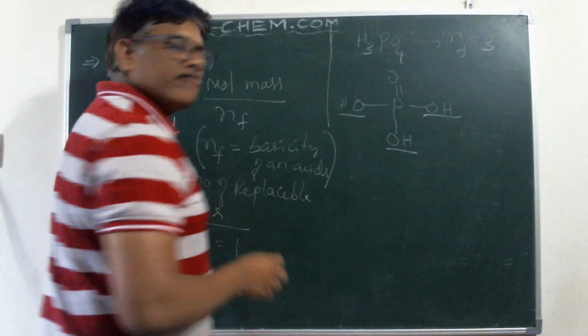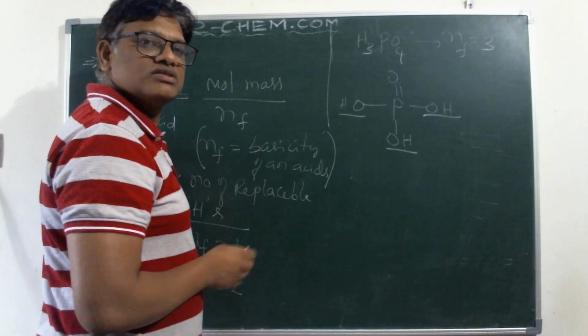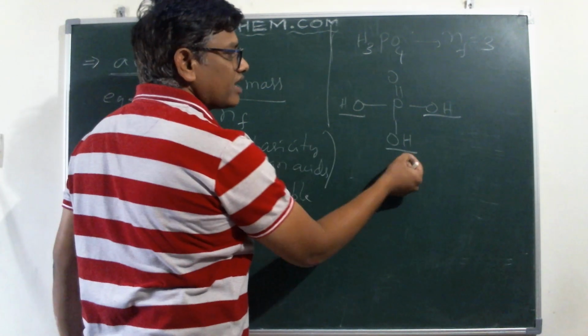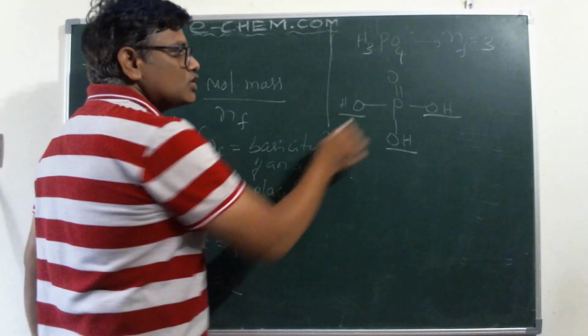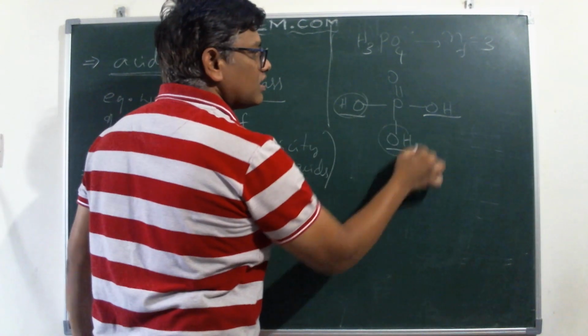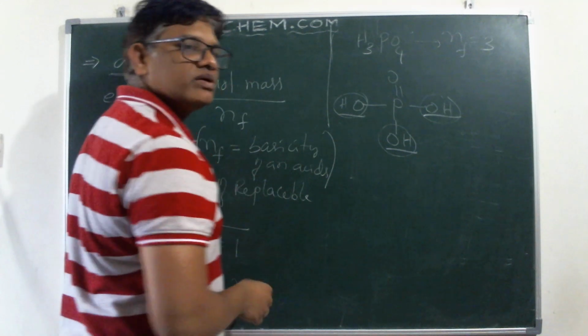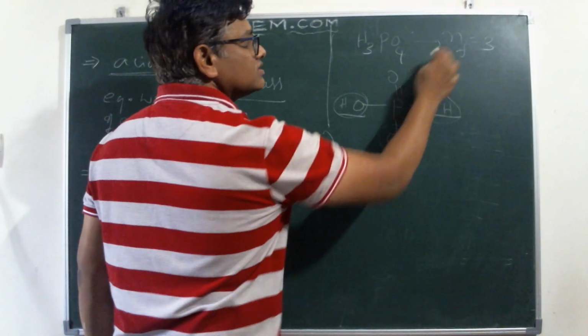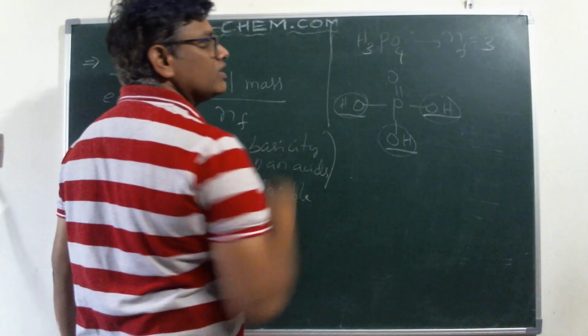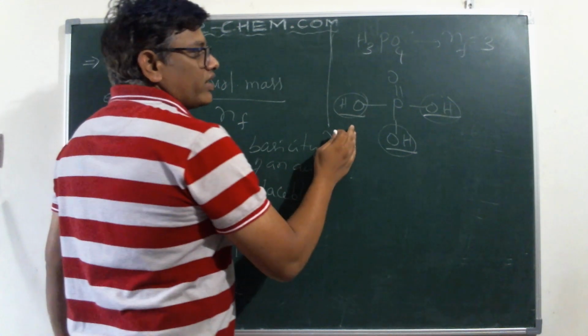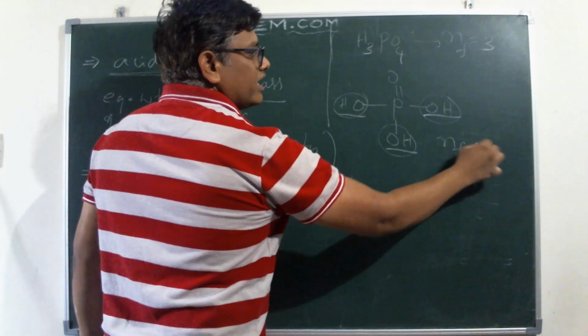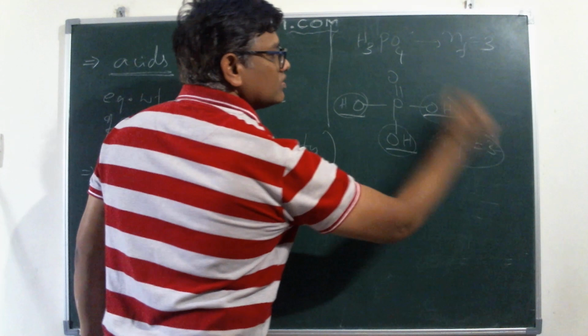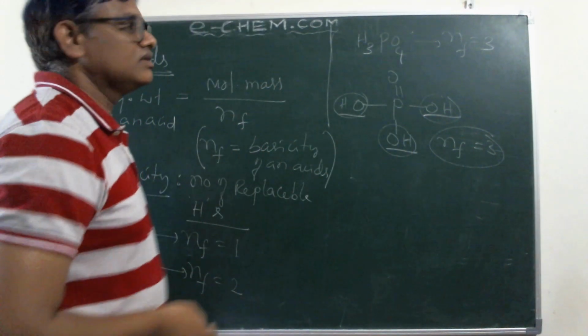They are ionizable hydrogens. So these hydrogens can be released by the OH groups. So how many OH groups are present around the phosphorus in this molecule, that has to be taken as the basicity of this molecule. So finally, the n factor to be taken for this molecule is 3.